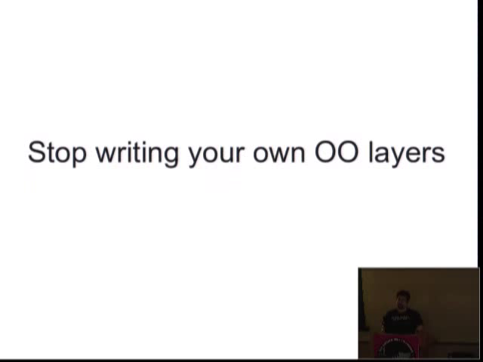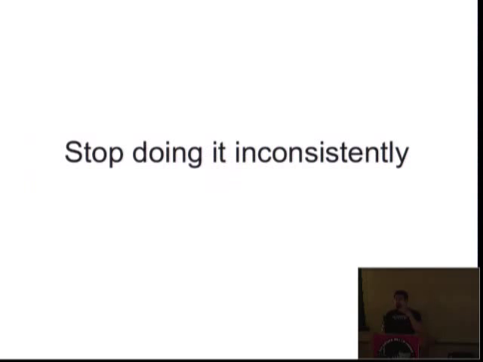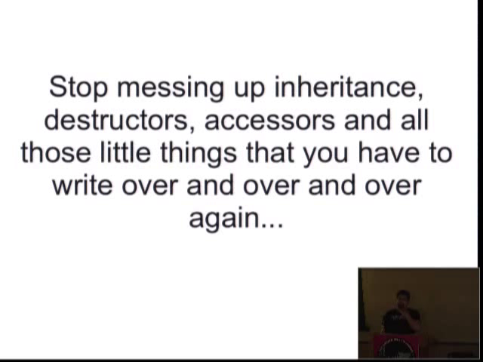So stop writing your own OO layers. Stop being inconsistent because you remember to do one trick in one class and another trick in another class. Stop messing up inheritance, destructors, accessors, because I mess those things up all the time. I'm just focused on what I want to do, and then I mess up the boilerplate that I have to run over and over again for classes. So let a class toolkit like Moose or Moo handle all that stuff for you.